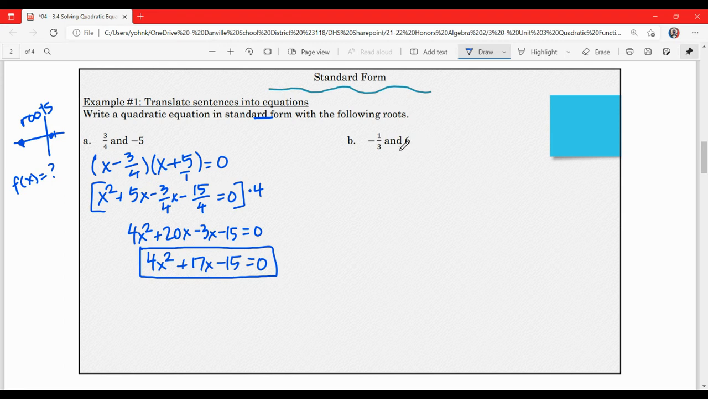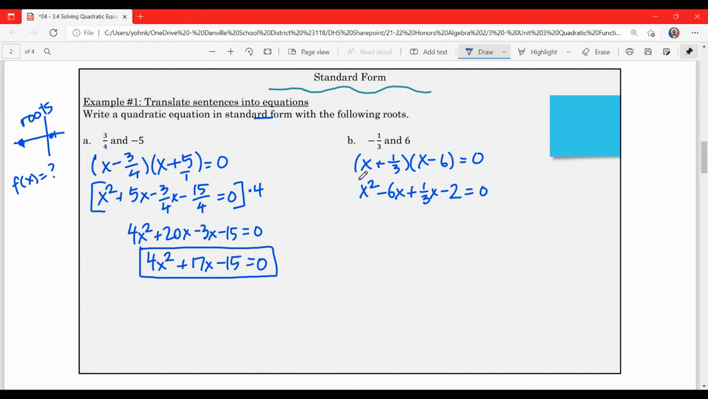Okay, letter B has roots at -1/3 and 6. So I can say x minus a -1/3, or x plus 1/3, and x minus 6 equals 0. Then I can double distribute. So x times x is x squared. X times -6 is -6x. 1/3 times x is 1/3 x. And 1/3 times -6 is -6/3, which is -2.